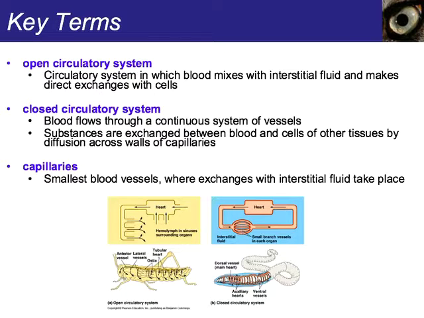Open circulatory systems. It's a circulatory system in which blood mixes with interstitial fluid and makes direct exchanges to the cells. A great example would be this grasshopper that you see below. Basically, blood is just going to flow from the heart into the body and eventually make its way back to the heart. A closed circulatory system, such as what we have, is when blood flows through a continuous system of vessels. Substances are exchanged between the blood and cells of other tissues by diffusion across the walls of capillaries.